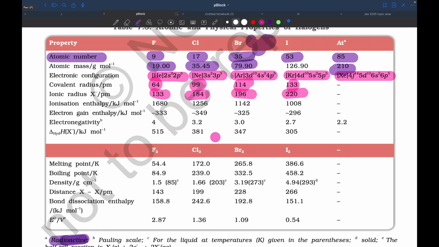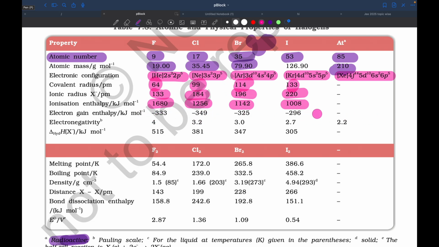And ionization enthalpy. Ionization enthalpy should be decreasing. It should decrease gradually. Ionization enthalpy: 1680, 1256, 1142 and 1008. Right. Next one, electron gain enthalpy.